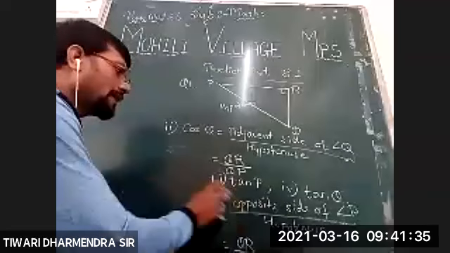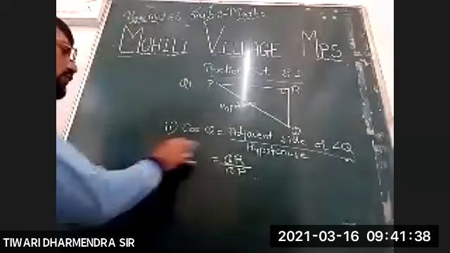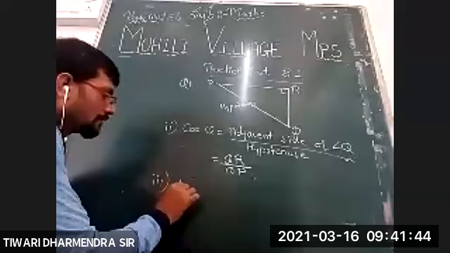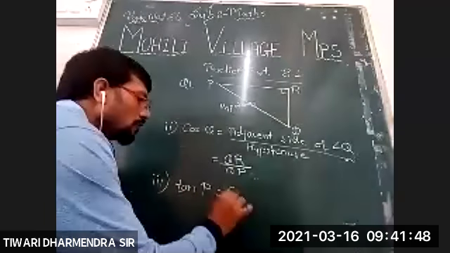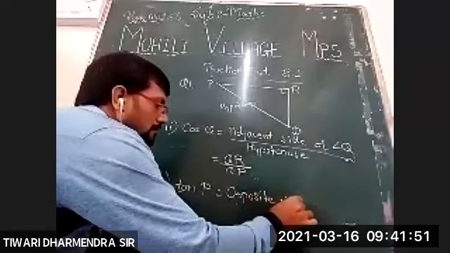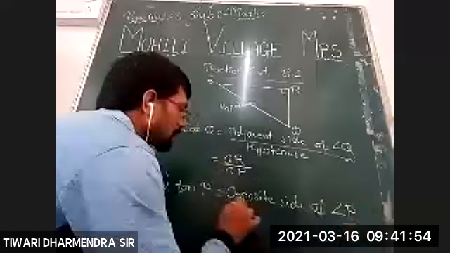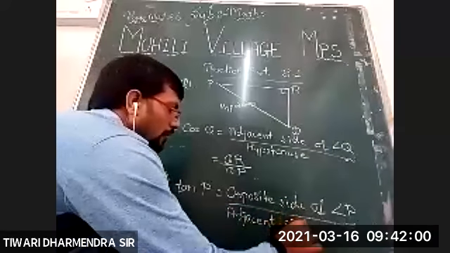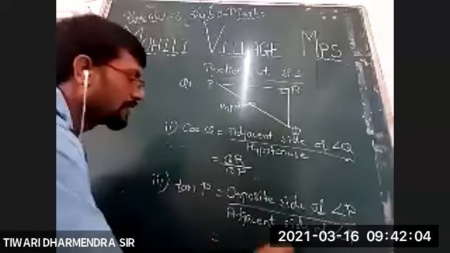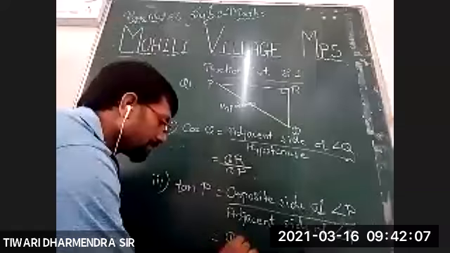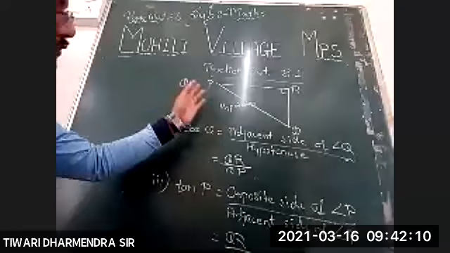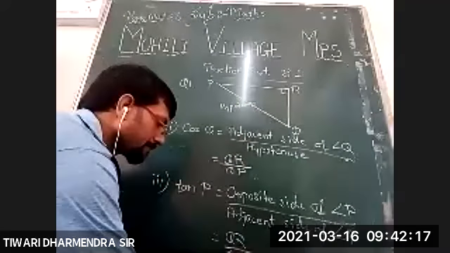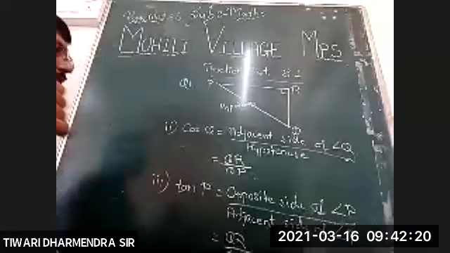Now I will be solving tan P. You can do tan Q. Tan Q is homework for you. Third, tan of P is equal to opposite side of angle P divided by adjacent side of angle P. Yes. Who is opposite to angle P? It is QR. Who is adjacent to P? PQ and PR, but PQ is fixed, so we'll be taking PR. Done. This is the answer. And for this, homework for you.